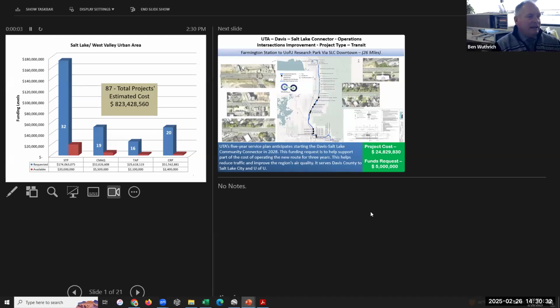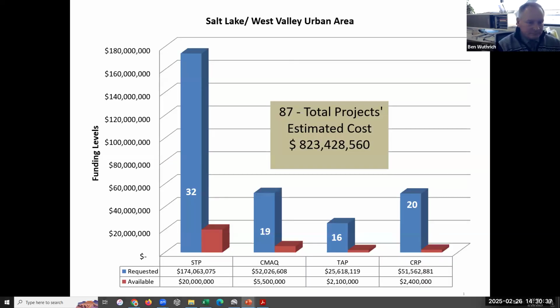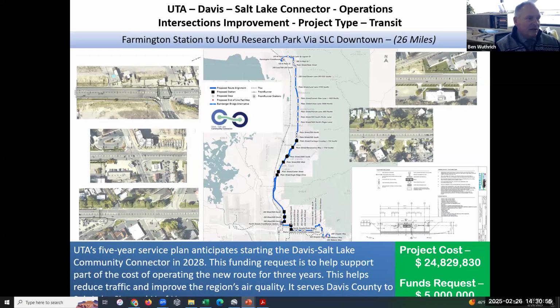So, highlighting this, let me switch the displays here. Again, highlighting the table here, this is the CRP program we're going to review. There's 20 projects that were submitted. The total request is more than $51 million. And the first project we have to review is the Davis Salt Lake Connectors.